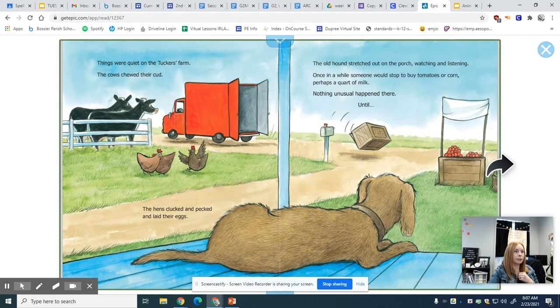Right here, we can look a little bit at the characters' faces. We see the box with the peacock falling off the truck, and then we can look at the cows. They're staring at it. Chicken looks like she's running away. Dog's picked his head up. So they might be a little surprised, a little curious about what's happening.